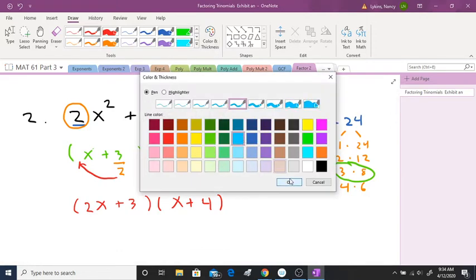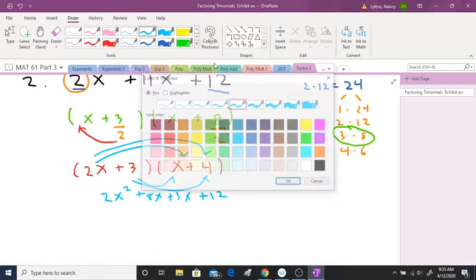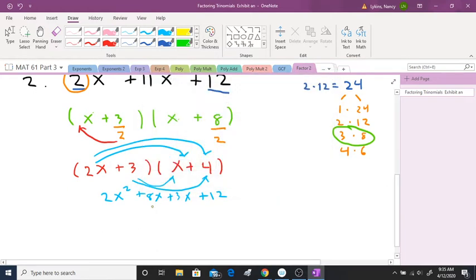To check to see if I'm correct, we can always FOIL this out. So 2x times x is 2x squared. 2x times 4 is 8x, and I go under. 3 times x is 3x. 3 times 4 is a plus 12. I've got like terms, so 2x squared plus 11x plus 12. That is my original problem. That means that in red, this is the answer we're looking for because we just checked it out. 2x plus 3, x plus 4.